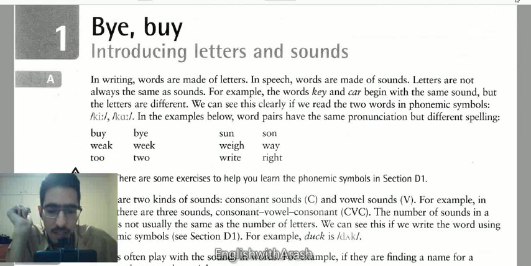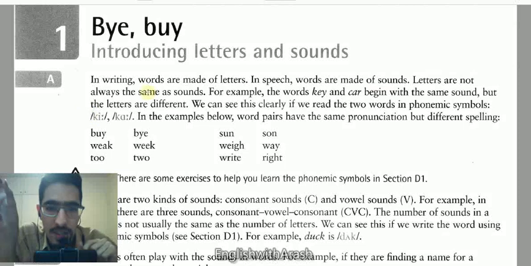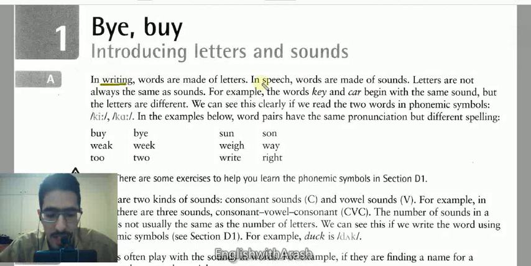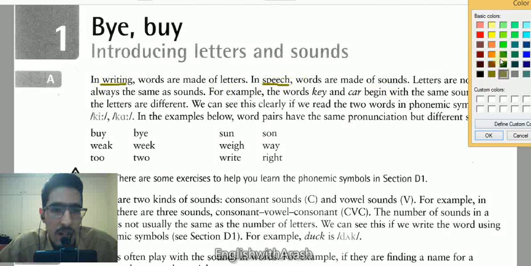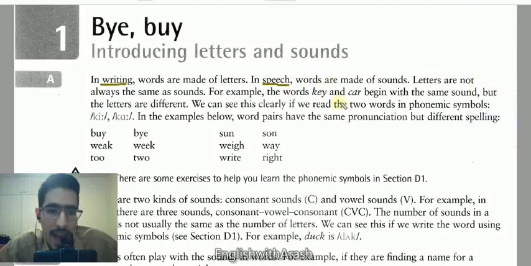I'm going to read it. In writing, words are made of letters. So this is what you see in writing. But in speech, this is what you hear. Words are made of sounds. It's not letters. In speech, words are made of sounds, like k, t, a. They're all sounds. But in writing, you just see letters.